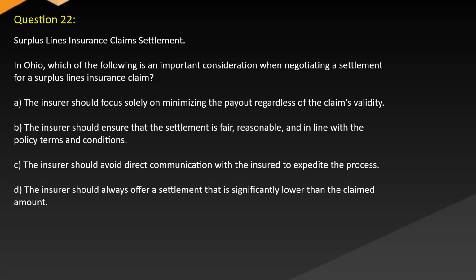In Ohio, which of the following is an important consideration when negotiating a settlement for a surplus lines insurance claim? A. The insurer should focus solely on minimizing the payout regardless of the claim's validity. B. The insurer should ensure that the settlement is fair, reasonable, and in line with the policy terms and conditions. C. The insurer should avoid direct communication with the insured to expedite the process. D. The insurer should always offer a settlement that is significantly lower than the claimed amount.